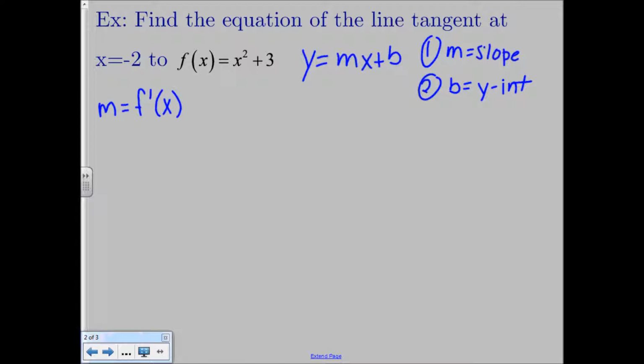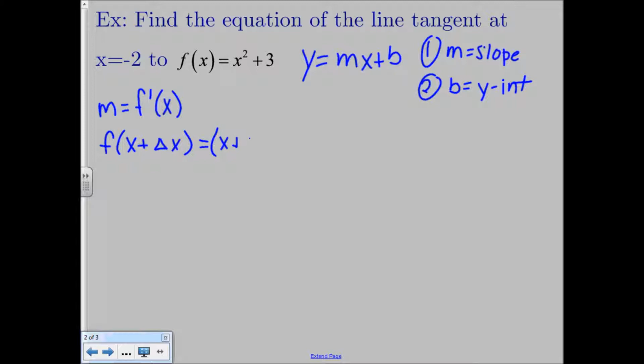So what we're going to do now is we're going to use our limit process to find the derivative of x squared plus 3, and we're going to use that derivative function to find our m, our slope for this line. Okay, so let's just jump right in. So just like before, let's find the first part of our difference quotient before we plug into our limit. So we plug in that x plus delta x anywhere we see an x.